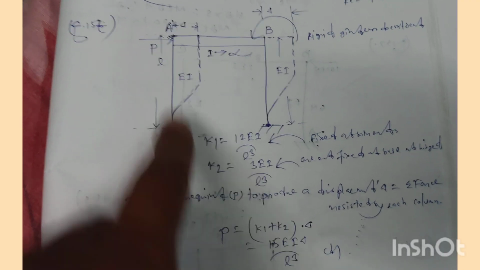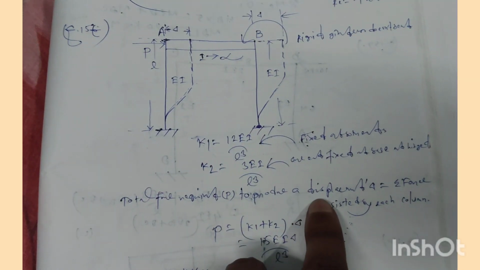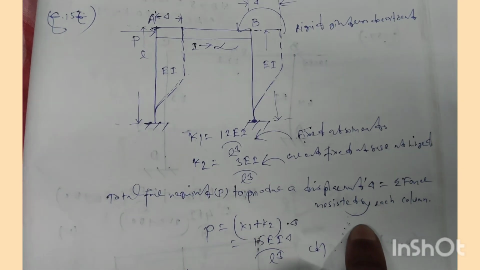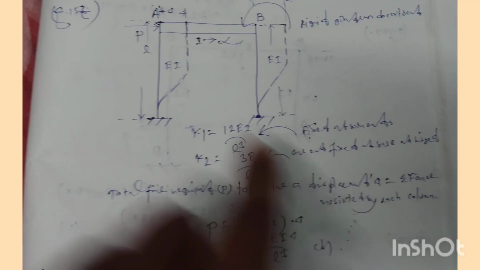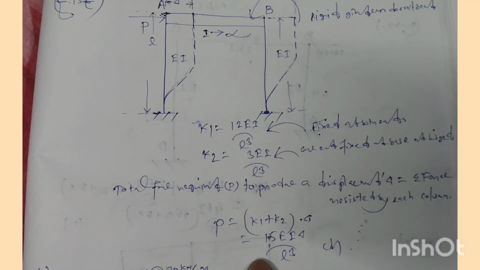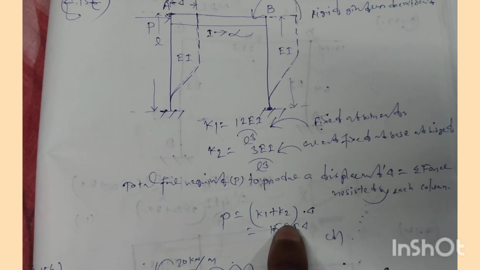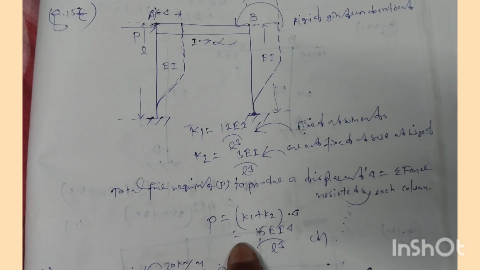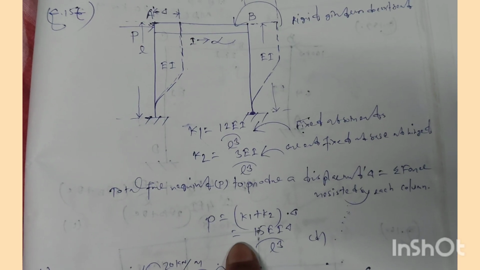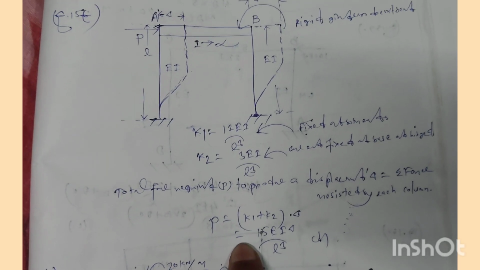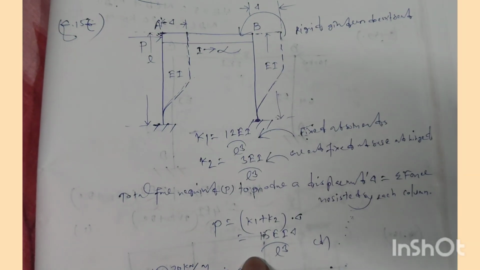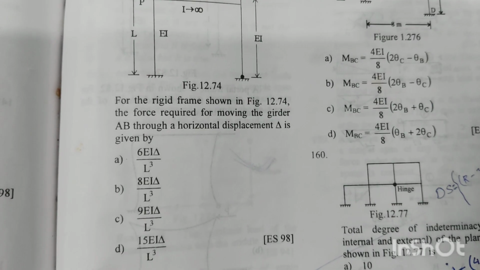Now the total force required to produce a displacement of delta, that is the sway deflection, is equal to the summation of the force resisted by each column. So P will be equal to K1 plus K2 into delta. We got K1 equal to 12 EI by L cube and K2 equal to 3 EI by L cube. Now putting the values in this equation, P will be equal to 15 EI delta by L cube. Option D is the right answer.